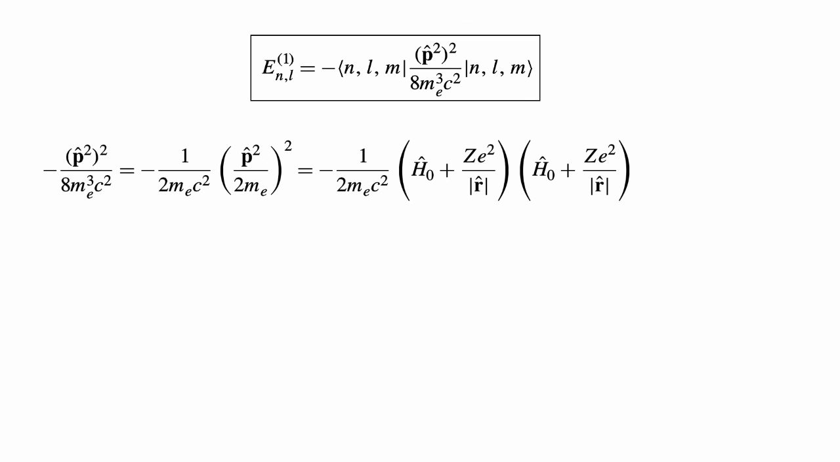We are going to remember, obviously, and this is just a small manipulation, that p^4 over 8m^3c^2 can be rewritten so that we highlight p^2 over 2m squared. And then we know that p^2 over 2m is the Hamiltonian we started with, H0 plus Ze^2 over r. This is just coming from the definition of H0. There's nothing really crazy here. But the advantage, of course, is that we rewrote and re-expressed the perturbation as the square of two operators that I know much about.